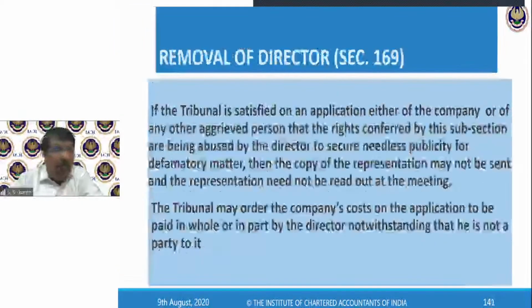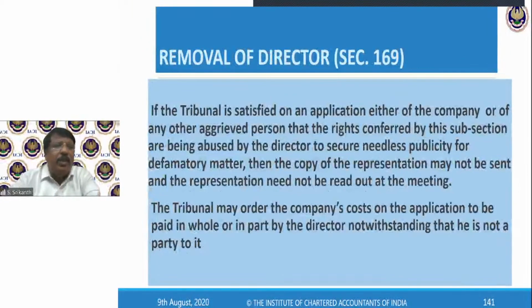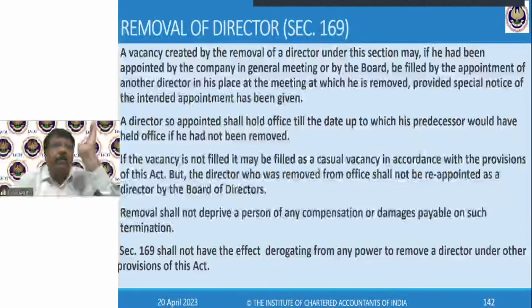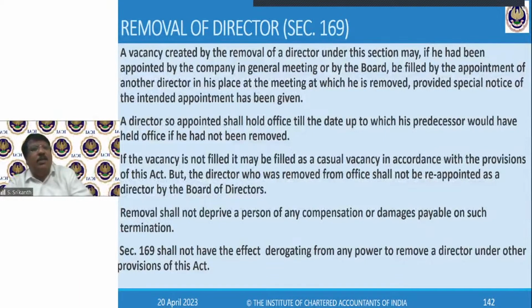But the tribunal can say don't circulate it because it is securing needless publicity for defamatory matter, right? Now, a vacancy created by removal of a director under this section may, if he had been appointed by the company in general meeting or by the board, be filled by the appointment of another director in his place at the meeting at which he is removed. Again, for that also you have to give special notice. So you should say, we are not going to appoint A, we are removing A, and in the place of A, we are appointing B.